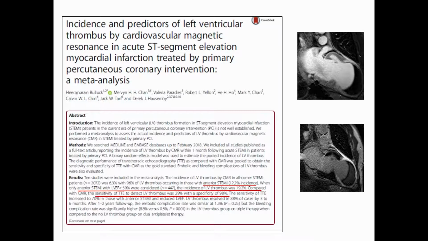And here's a really nice meta-analysis published recently to show anterior STEMIs. LV thrombus was, where is it? I think it was about 12% of anterior STEMIs.